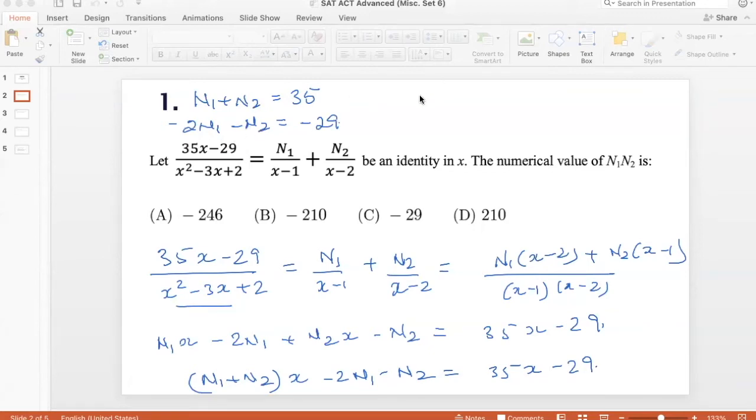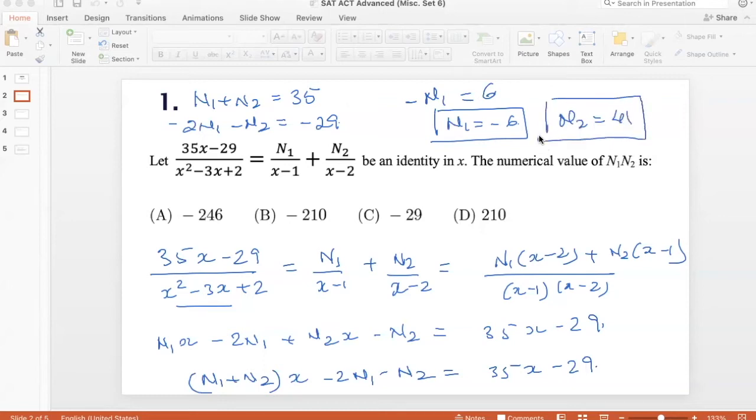So let me add these two. I get -N1 is 6, so N1 is negative 6. And if N1 is negative 6, then N2 is 35 plus 6, which is 41. So N2 is 41. So what is N1 times N2? N1 times N2 is negative 246, option A.